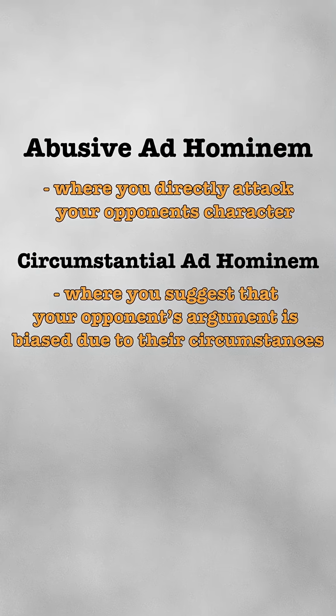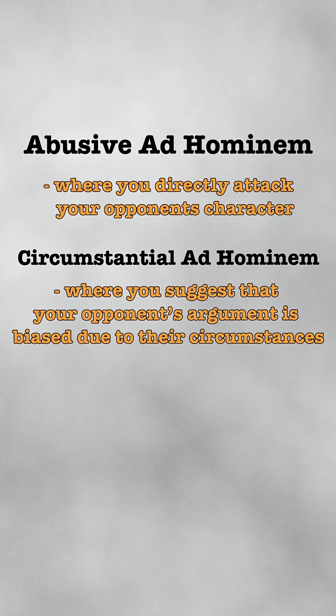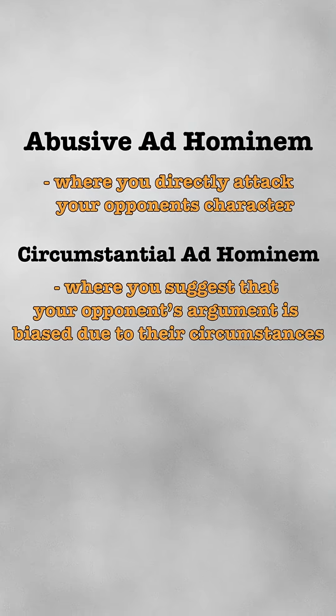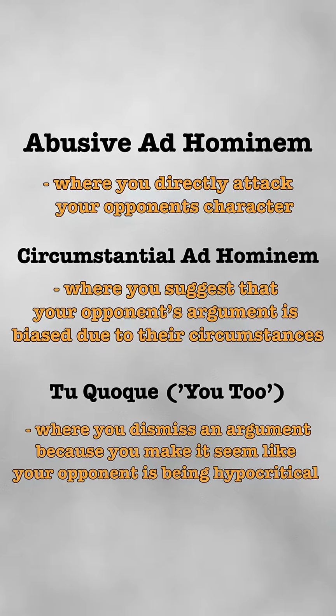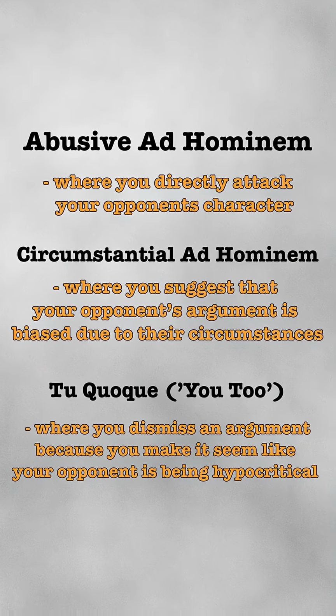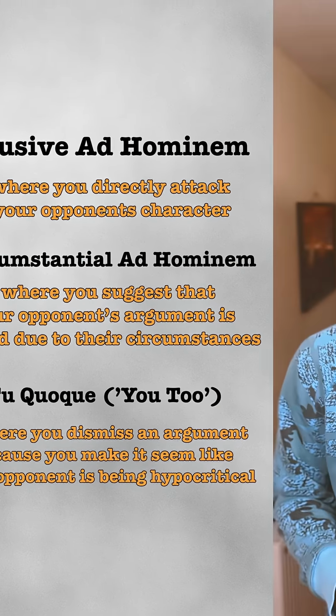Then there's circumstantial ad hominem, where you suggest that your opponent's argument is biased because of their circumstances. For example, you could say something like, "Of course she wants to get rid of tuition fees. She's a student herself." And then there's tu quoque, or "you too" in English, where you dismiss your opponent's argument because you think they're being hypocritical. For example, you could say something like, "You can't tell me to stop shooting threes, you just shot 15 in the last game." So you can see how this kind of argument can be very effective, but it isn't actually relevant to any of the claims being made.